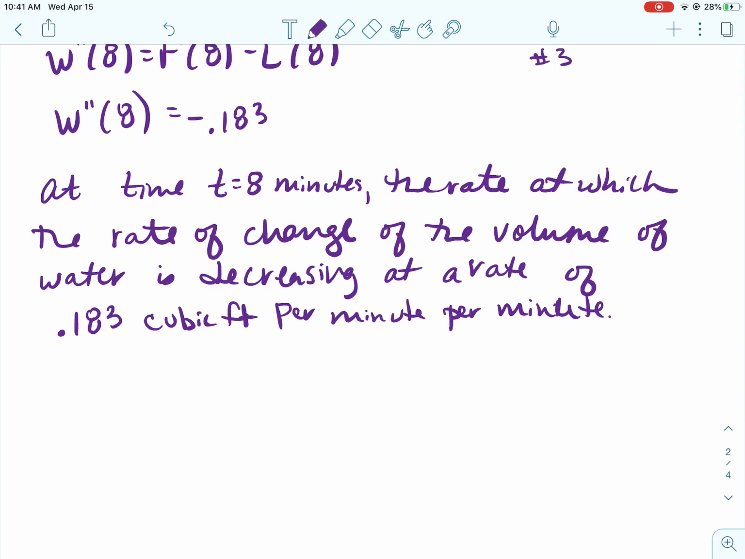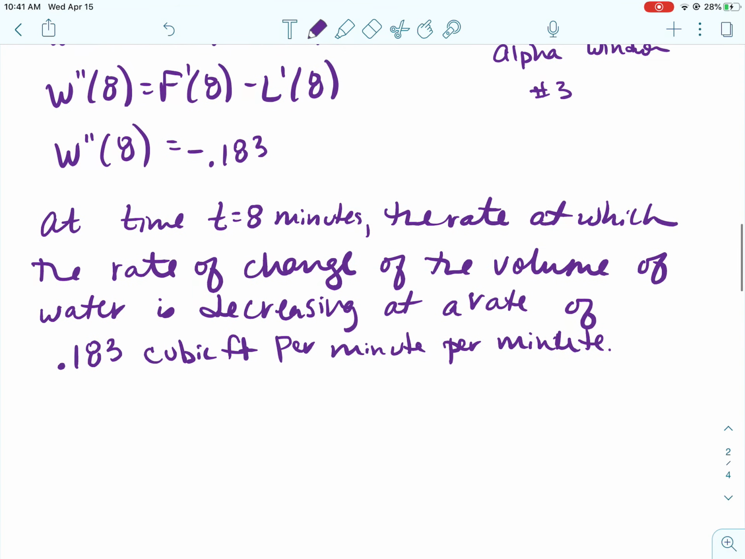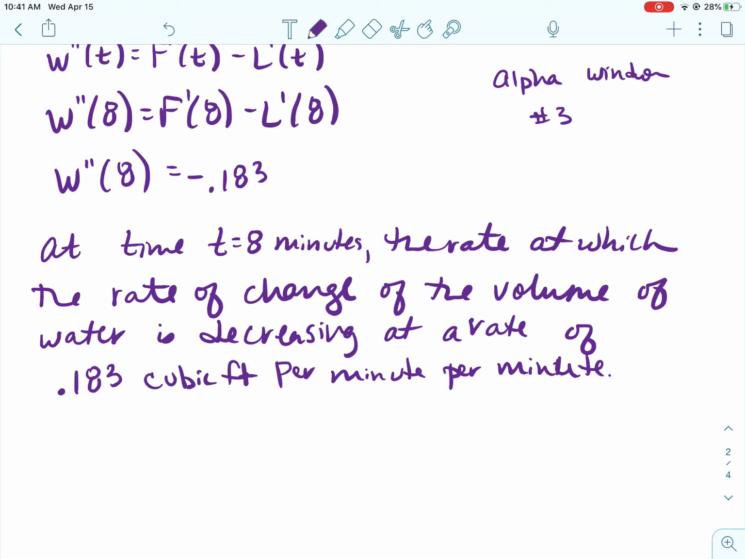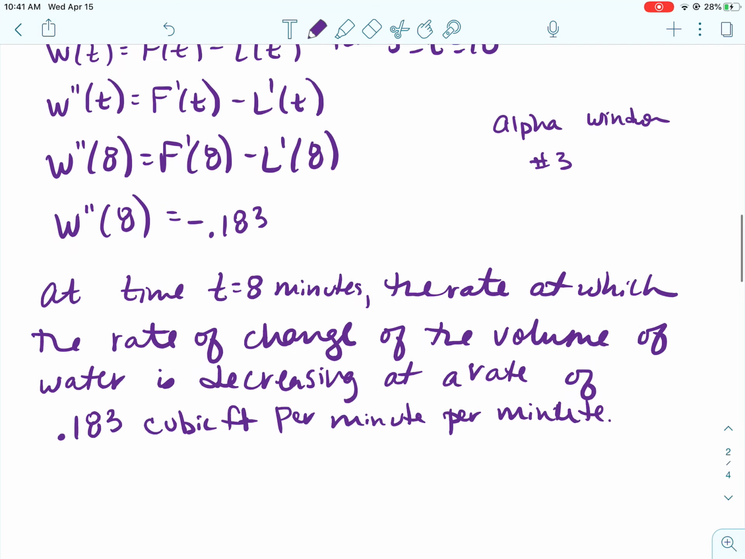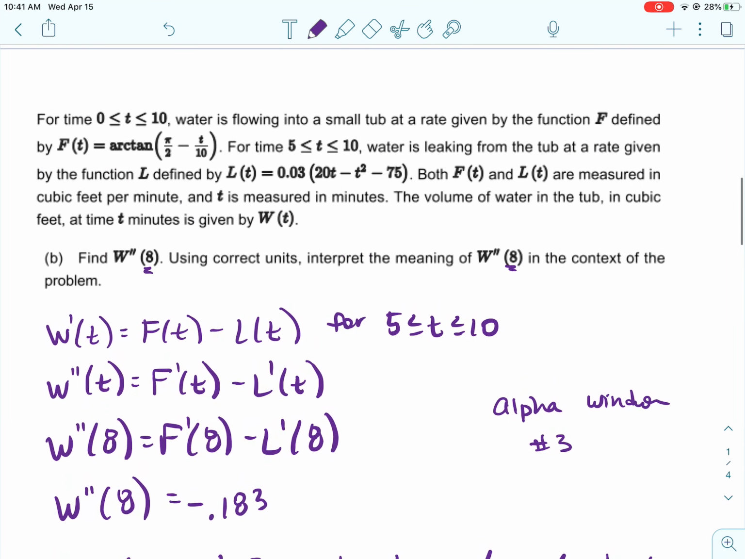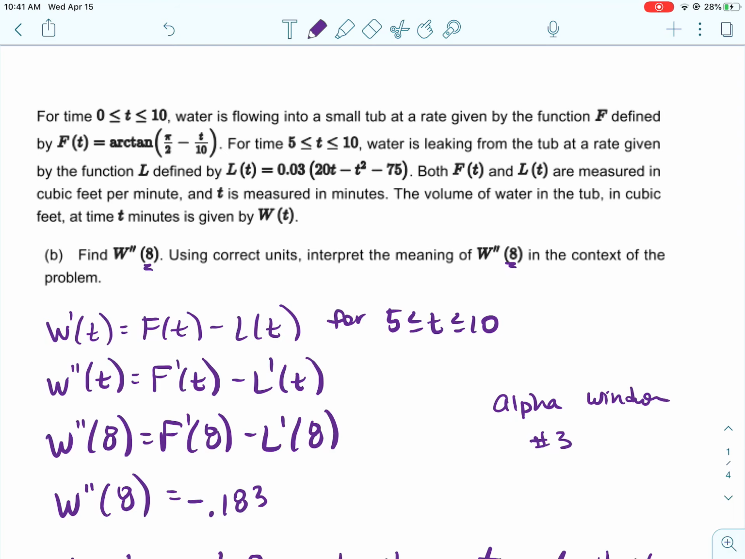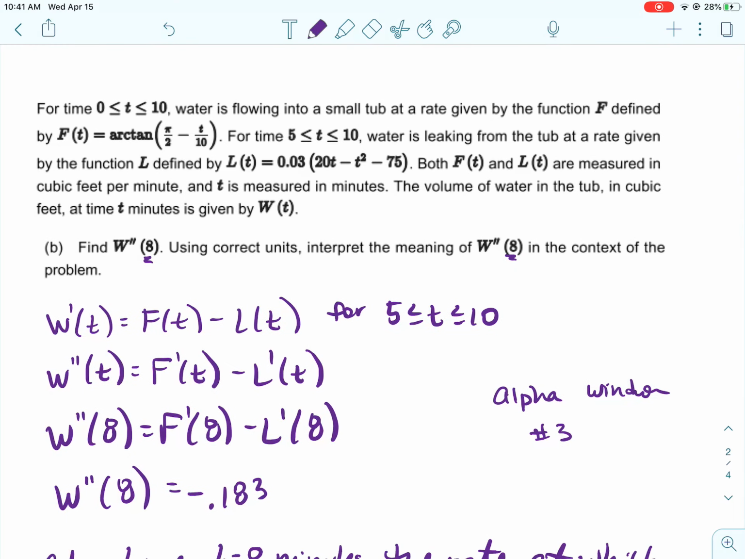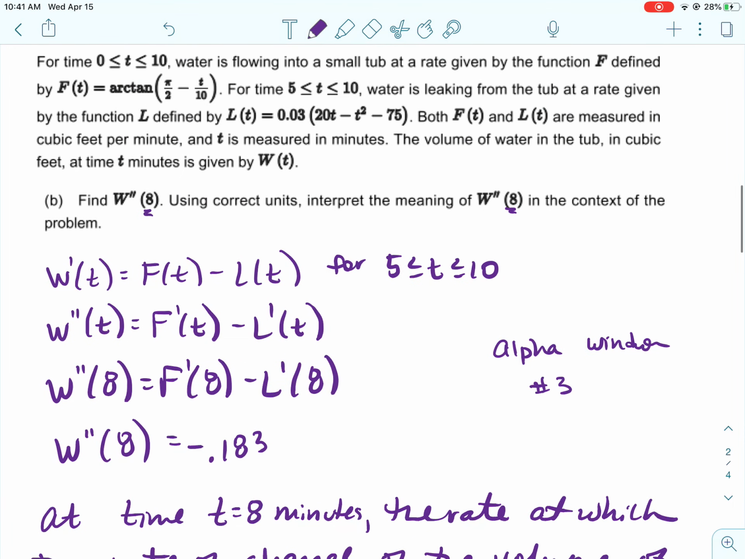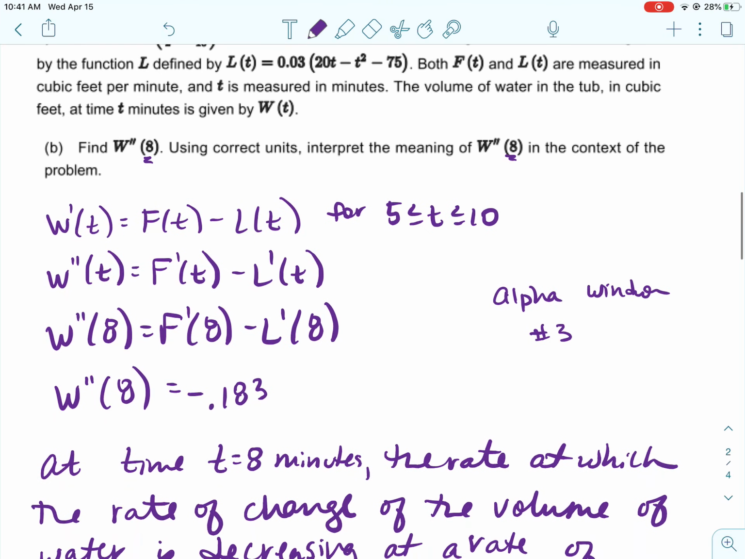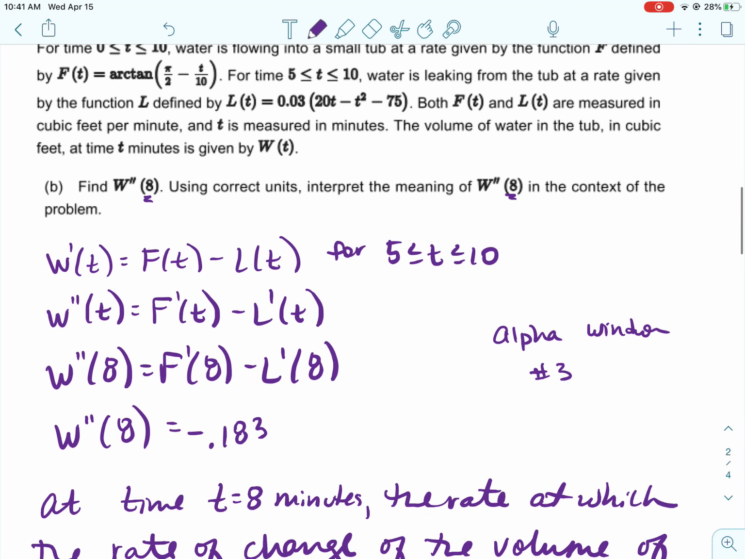Now I did see a note that it is okay if you don't want to say decreasing because it's negative. You could just say changing by, and then you would need to say negative 0.183. But most of the time when we learned this, if it was negative, we would say decreasing and then use the absolute value. If it's positive, we would say increasing. Again, I would go back and use the words in the problem.